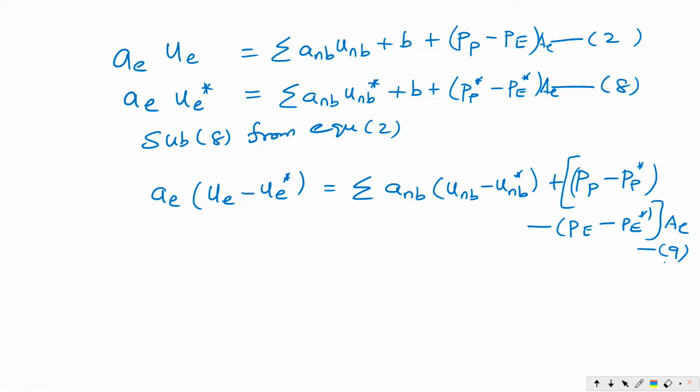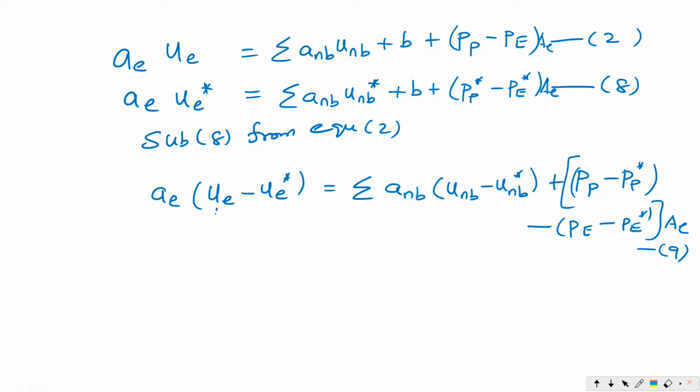So what I did, first I did the generalized equation. Here the U is the correct velocity and the UNB is also the correct velocity, but the drawback is that we do not know the pressure difference or the pressure gradient PP minus PE. So we are going to guess the pressure value and hence the values are indicated as star, and the corresponding velocity will also be star. That is the second one. So equation number 2 is the correct velocity, equation number 8 is the guessed velocity, and I am going to subtract the guessed velocity from the correct velocity. So I got AE of UE minus UE star equal to this much.